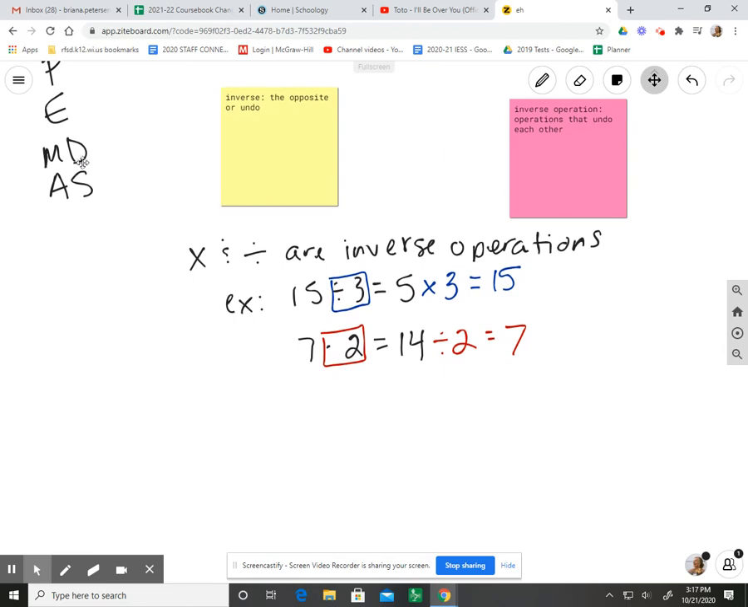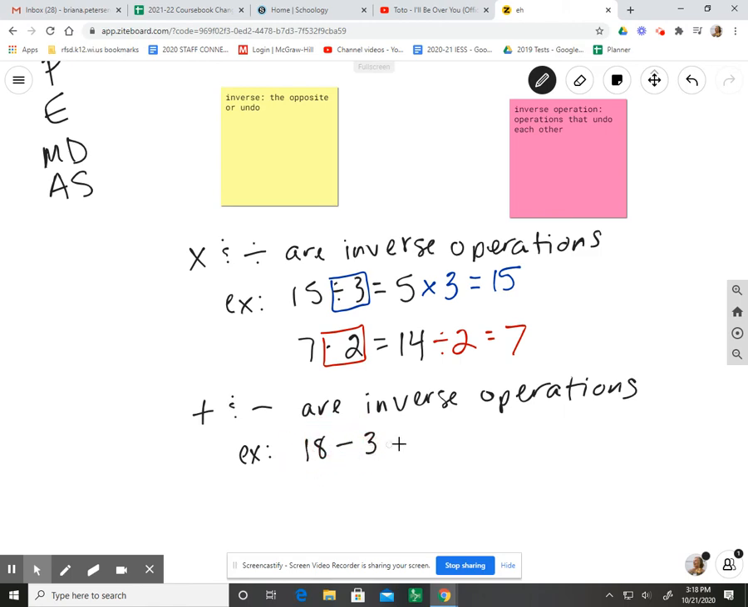Okay, so that takes care of the MD level, but then the AS as well: adding and subtracting are inverse operations. They undo each other. Again, let's look at some examples. If I have 18 minus 3, I get 15. But what if I decided I want to undo my subtraction of 3? Well, the opposite of subtraction is addition. So I would add that 3 back on, and I get back to my 18.